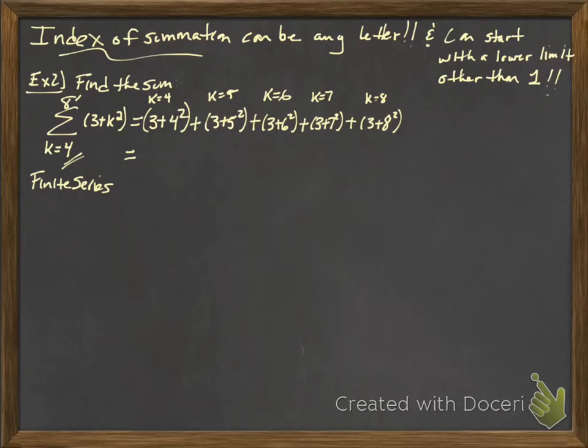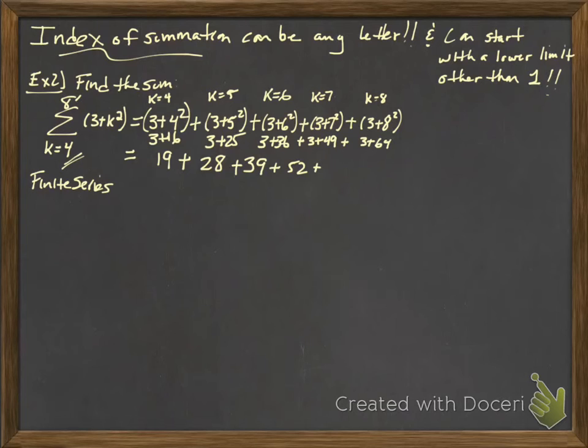3 plus 4 squared is 3 plus 16, right? So that would be 19, then 3 plus 25, that would be 28. Then 3 added to 6 squared would be 3 plus 36, that would be 39. Then 3 plus 7 squared is 49, that would be 52. And then we do 3 plus 8 squared, that would be 64. That would be 67. And then if you used your calculator to actually add all of those together at that point, I think you get 205 for your total sum.